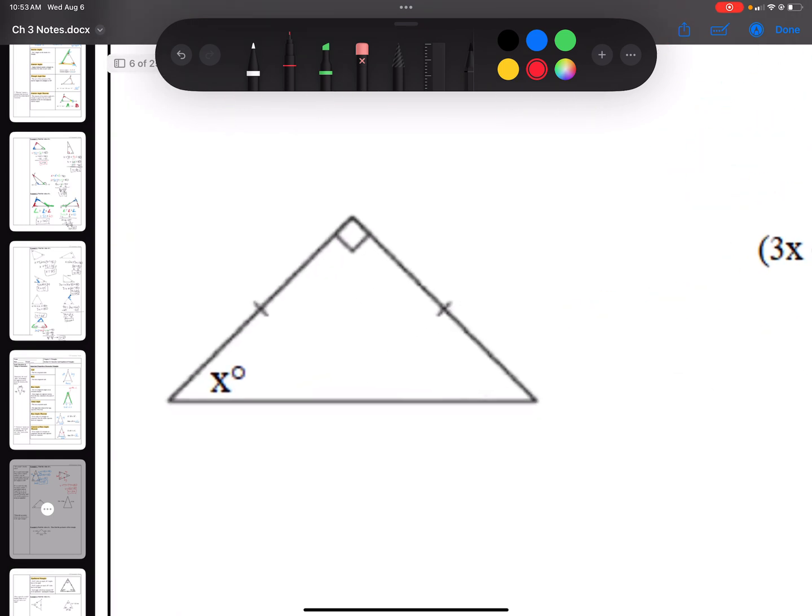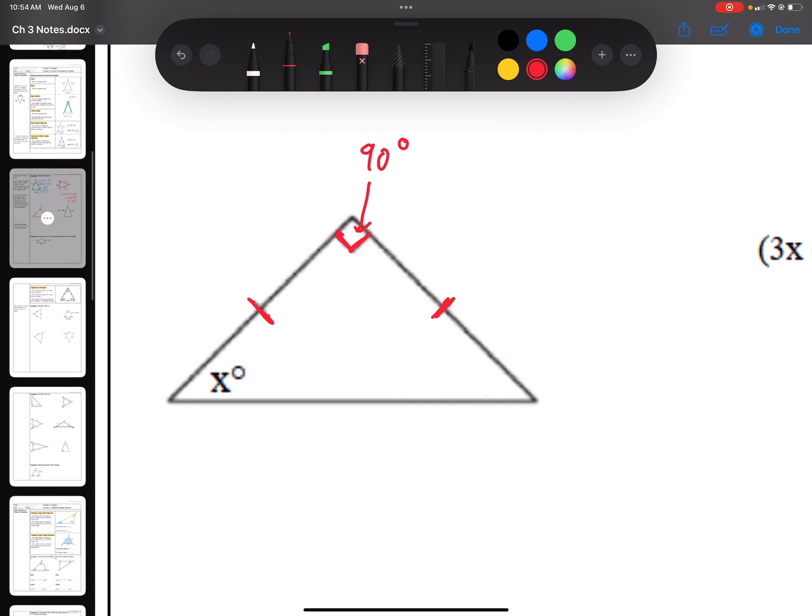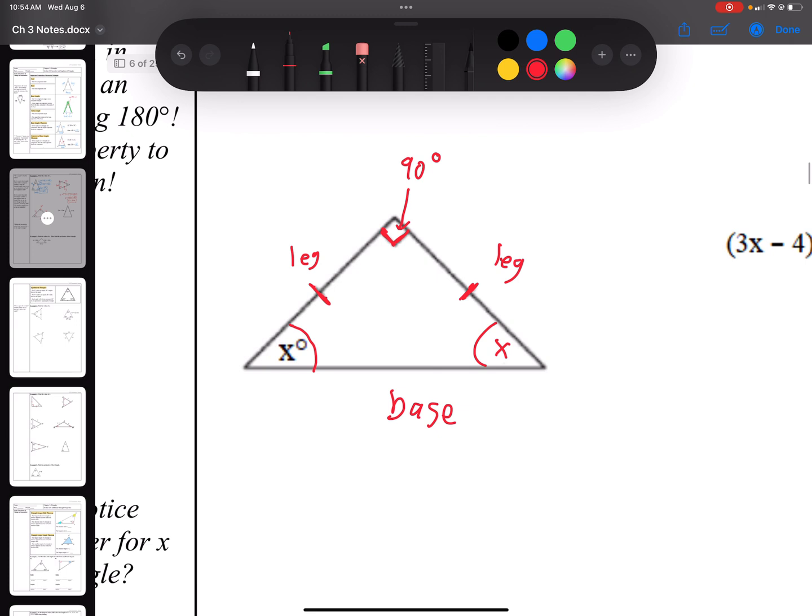Once again, x is a part of an angle here. How do I know that? It has a degree symbol. I've got two equal sides. I've got a box up here, which means that is 90 degrees. Okay. Well, if this is x, now these are the legs, the base angles are equal, so this is also going to be x. So that means x plus x plus 90 will equal 180 because they're angles on the inside of a triangle.